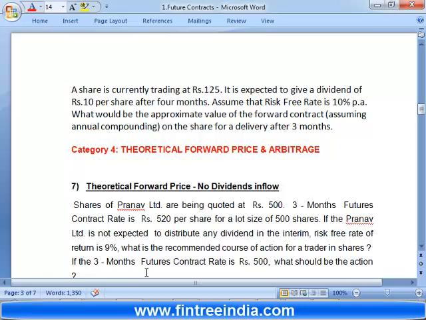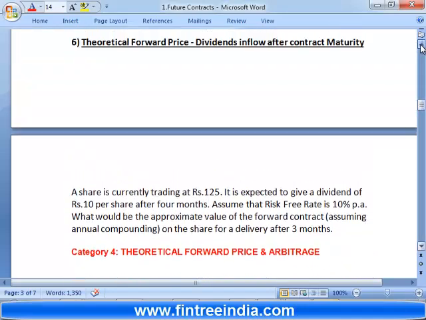Same. But what is the difference? Let's read carefully. Please be focused. There's a small trick. Let's read carefully. There's a small difference. That difference is also in the heading.